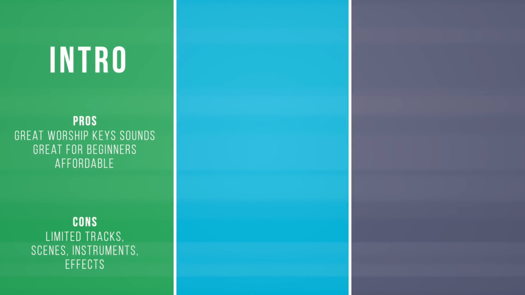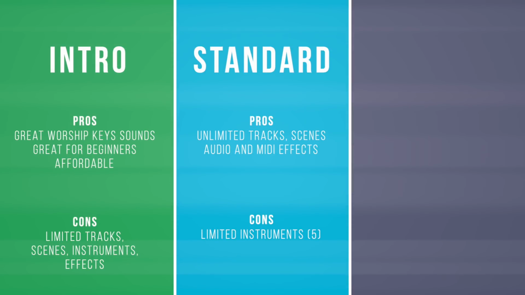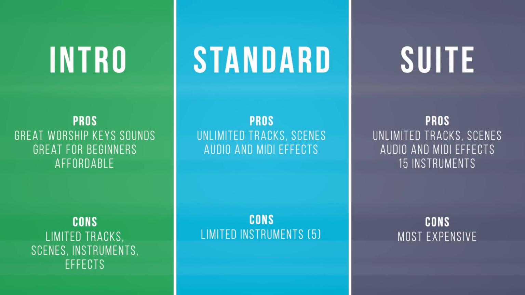Well, in my opinion, if you're brand new to the worship keys space and you're on a tight budget, you can definitely get some great worship keys sounds out of only Ableton Intro. And you can find a copy of Ableton 10 Intro from the Ableton website for $100. You can find copies of 9 Intro for maybe 30, 40, 50 bucks online in the used market. And you're going to have a great piano sound and some really good synth sounds as well.